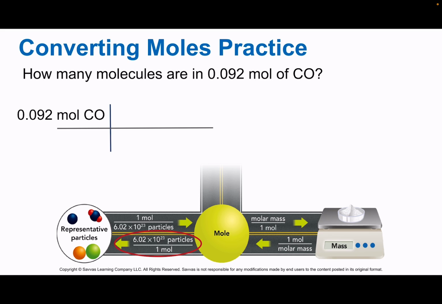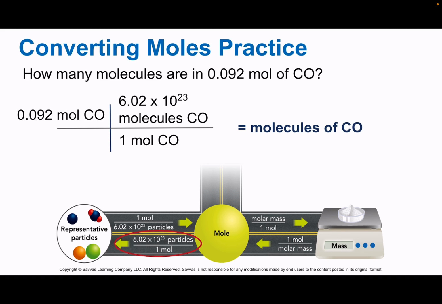0.092 moles of CO. For every 1 mole of CO, we're going to go on top and say 6.02 times 10 to the 23rd molecules of CO. That's carbon monoxide. Hit the pause button to check your work. After calculating, the answer will be, looks like we'll have to come back and fix this video and get the answer. I do not have it.